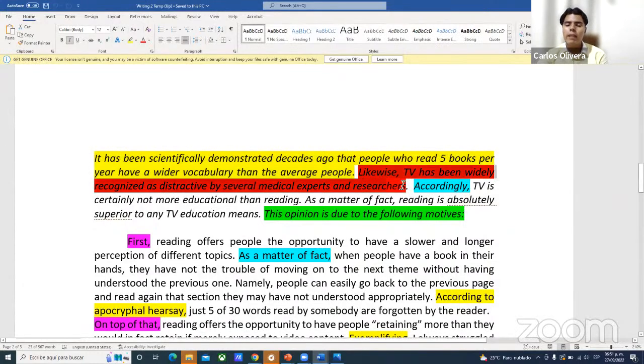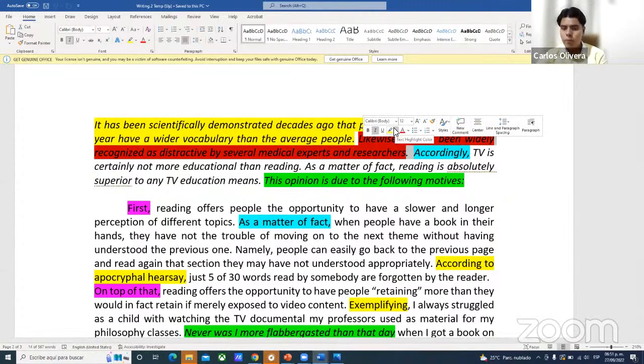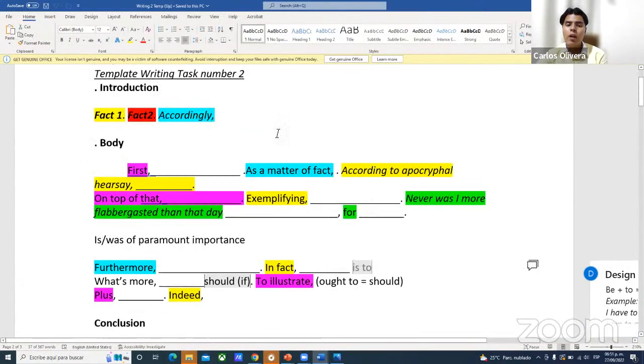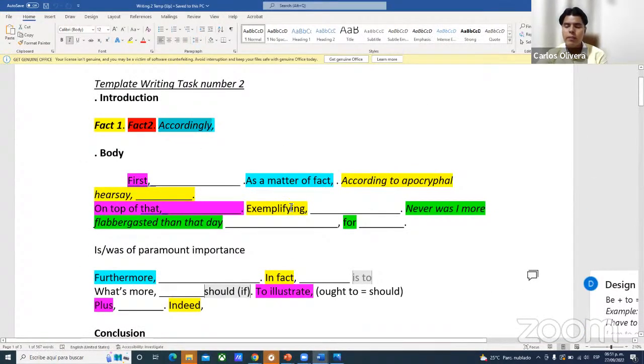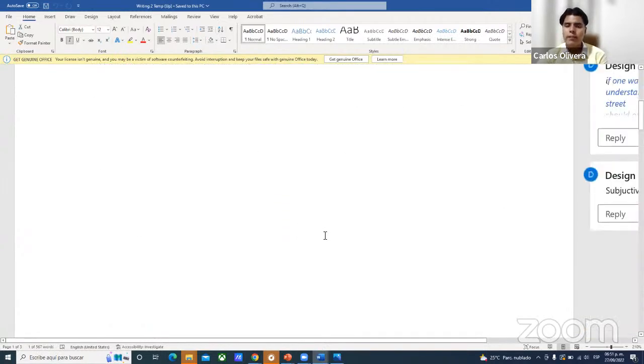Now, what about my fact number two? Look at it. Likewise, TV has been widely recognized as destructive by several medical experts and researchers, right? That is my fact number two, as you can see, okay? Again, more data, more information supporting my position. Now, when I finish these two facts, look at what I do. It says here, accordingly. Accordingly is a connector that basically means por lo tanto, right? It's basically the same as therefore, as we saw when we discussed this.